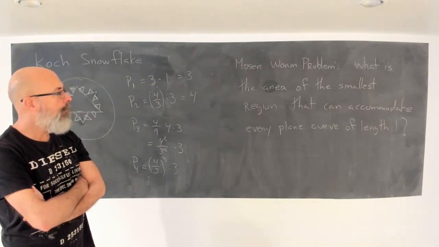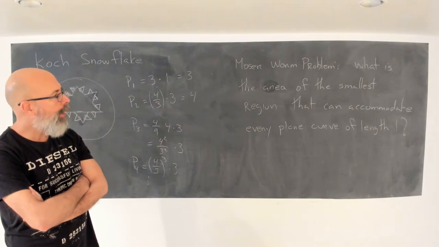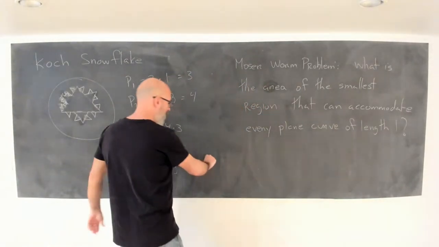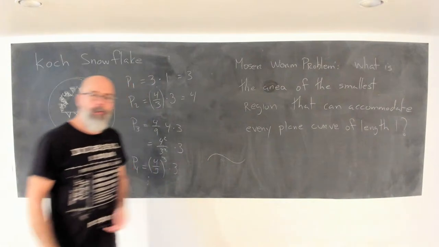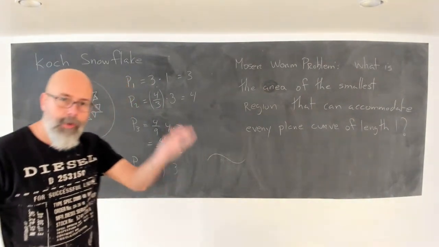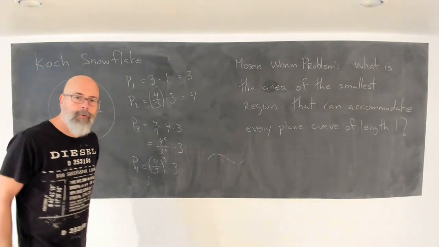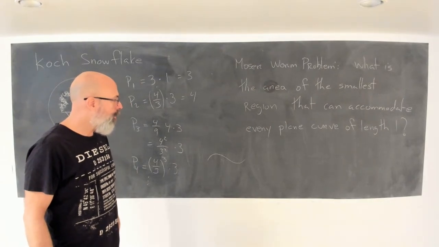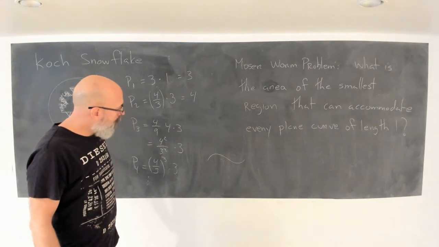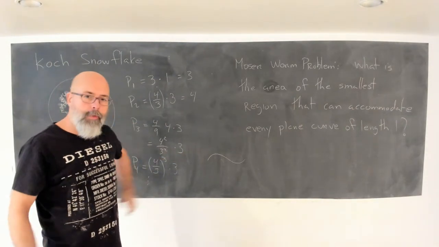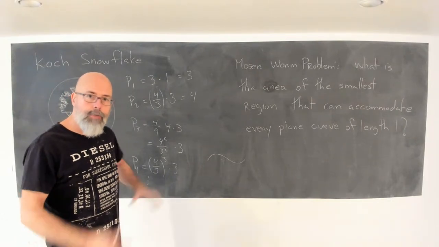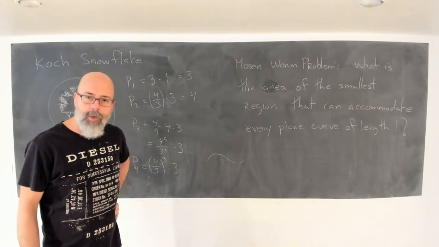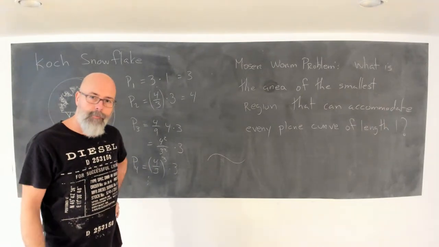What's the question? Imagine that you have a curve of length 1, so a piece of string of some unit length, 1 meter, 1 centimeter, it doesn't matter, of length 1. Moser was asking the question, can you cover this with some shape? What is the smallest area that shape can have, which will cover any curve of length 1?